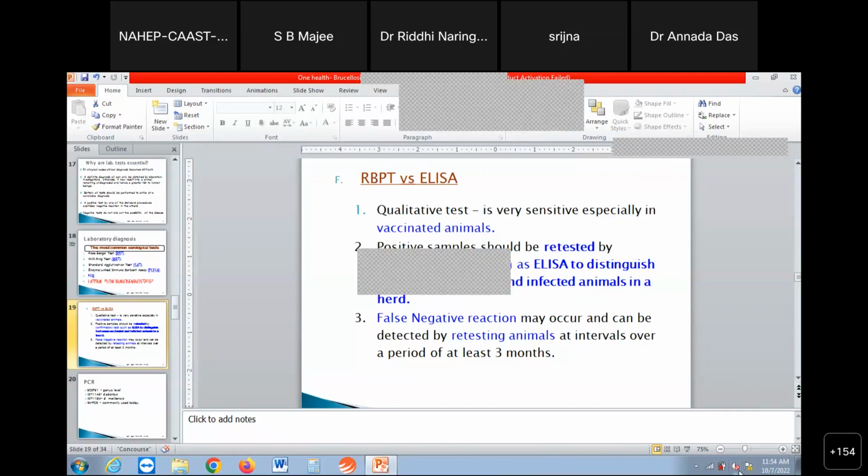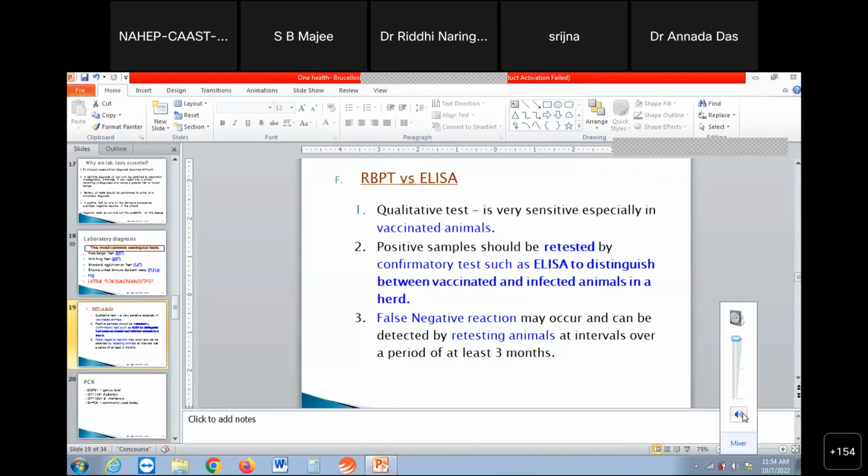So RBPT is a qualitative test, not very reliable, and therefore we need to also retest it by ELISA to distinguish between vaccinated and infected animals in the herd. This does not happen with RBPT. RBPT is just an indication of whether antibodies are present or not. But if you have to distinguish between vaccinated and infected animals, today also you need to go in for an ELISA. There are some very good PCRs also, but ELISA is already available commercially and can be used very easily for the DIVA test.